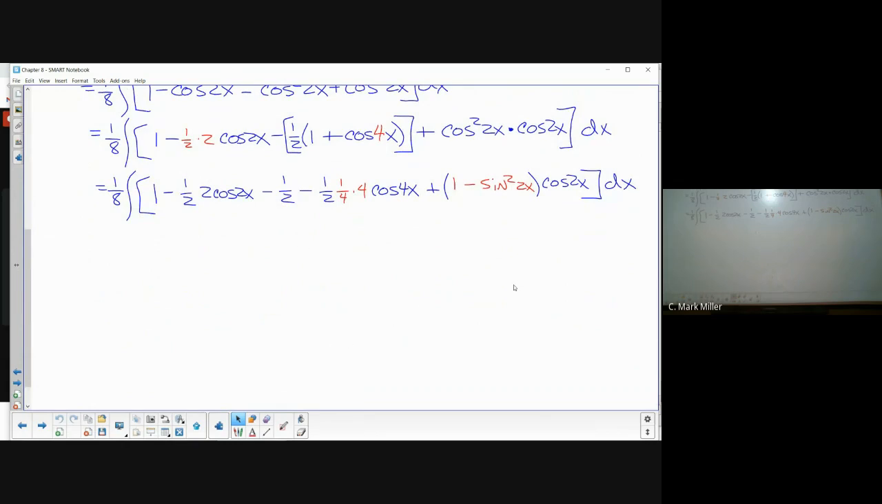We're going to multiply. Oh, this is going to be very interesting. This right here, I'm going to do something I haven't done yet. But 1 times cosine 2x is a cosine 2x. Then minus sine 2x squared times cosine 2x. That is this part right here.